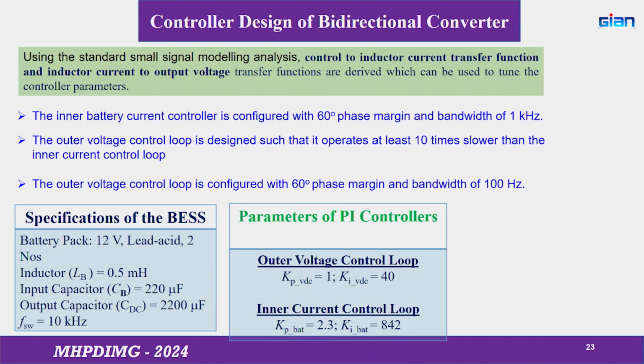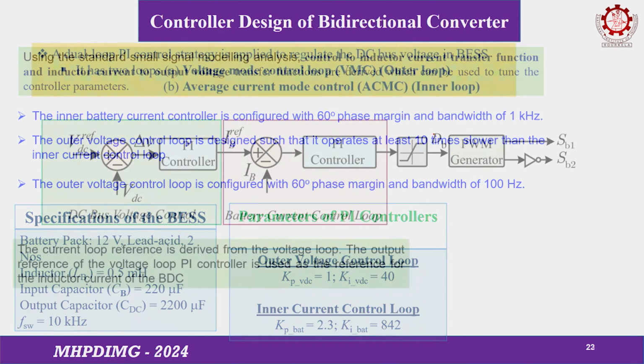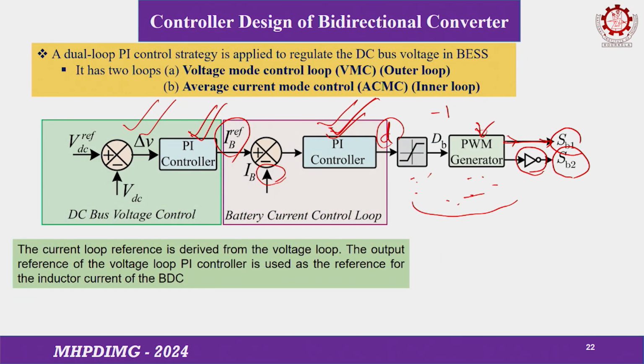Using the small signal modeling analysis, you can find the control to inductor current transfer function and the inductor current to output voltage transfer function, and using the Bode plot analysis, you can fix the phase margin to 60 degrees. Between these two loops, I forgot to mention one thing: which one is faster? The inner current loop is much faster compared to the outer voltage loop.